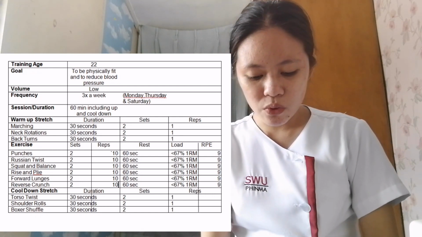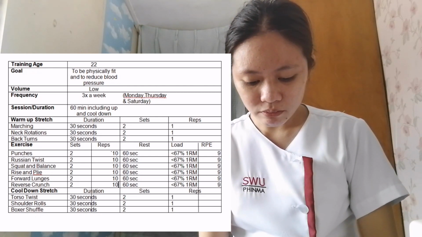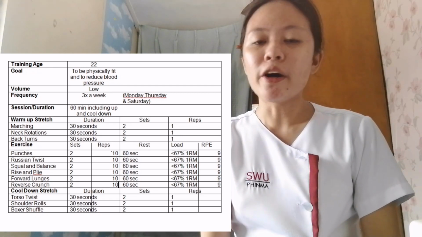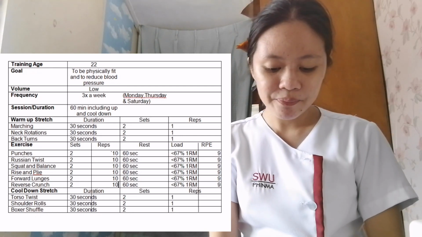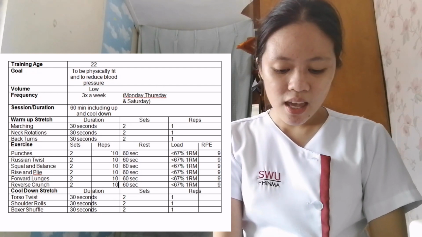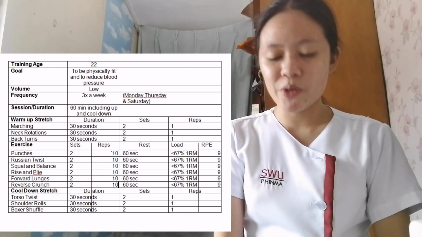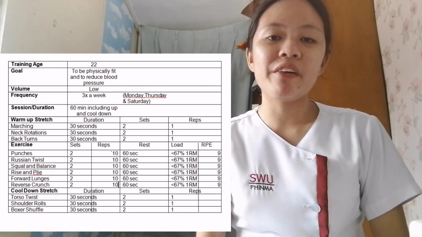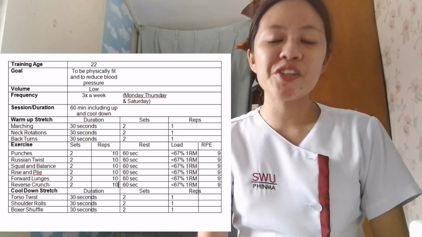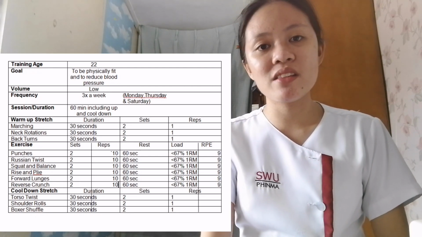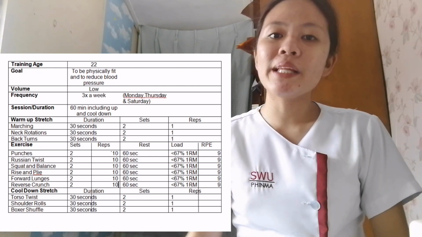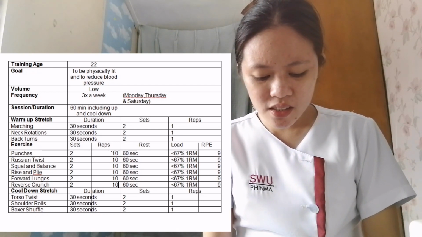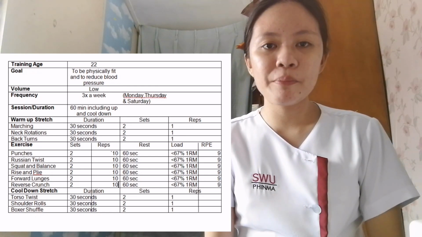So next we have the Russian twist: sets 2, repetitions 10, rest for 60 seconds, load less than 67% 1 RM, and the RPE is 9. The Russian twist is very effective as a cardiovascular exercise because it strengthens the core muscles, including the obliques and the transverse abdominis.